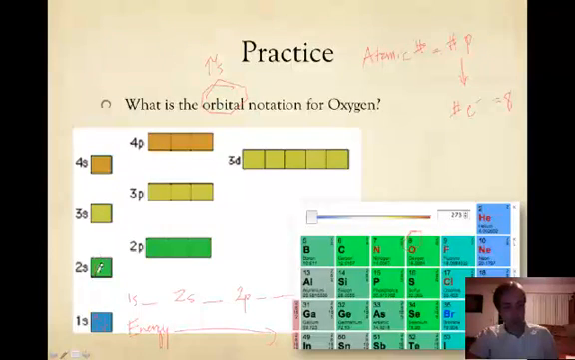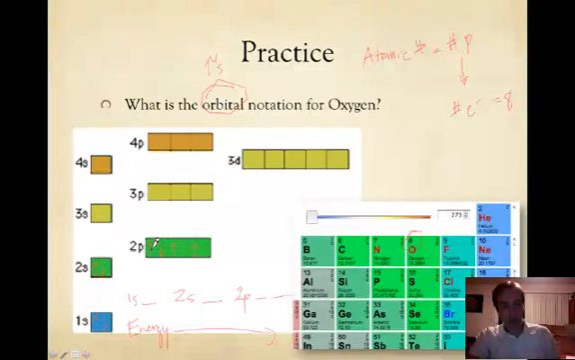Now we move on. Our 3rd electron goes here, up arrow. Our 4th electron goes here, down arrow. The 2s is now filled, so we move on to the 2p. 4 electrons are placed. We need to place 4 more. So I go 1, 2, 3, and 4. So that's 1, 2, 3, 4, 5, 6, 7, 8 electrons.